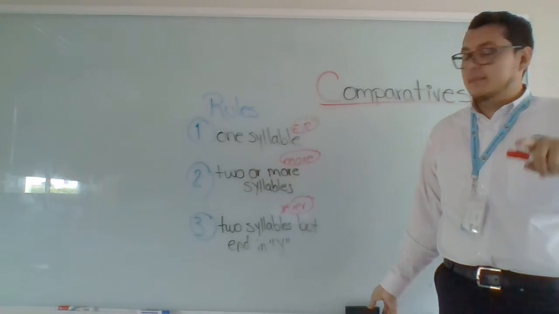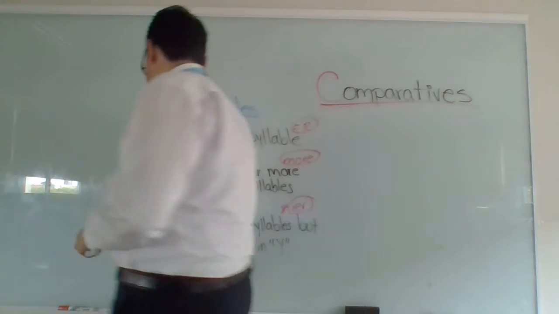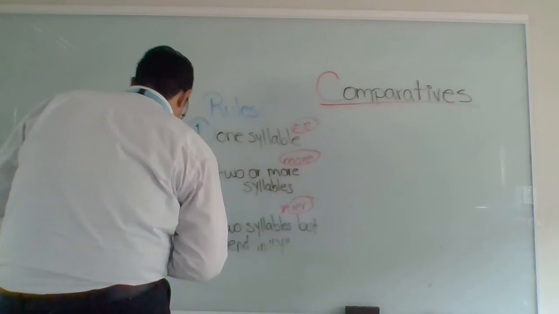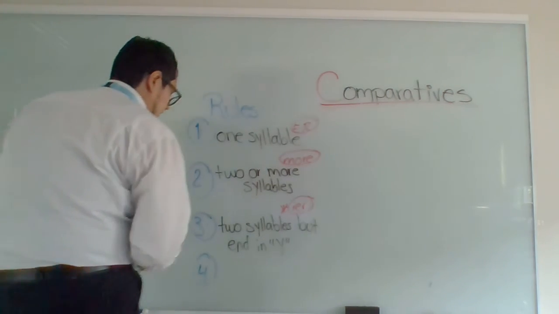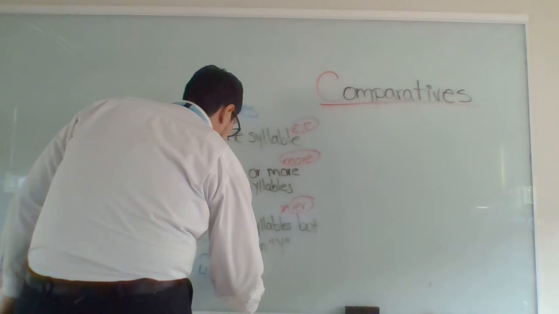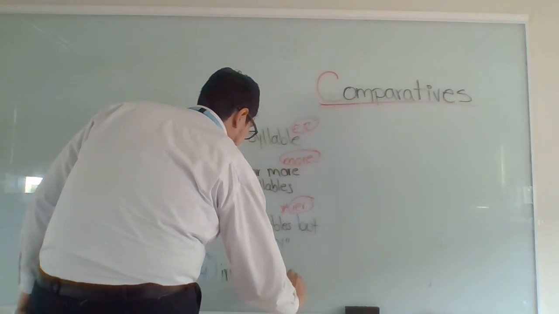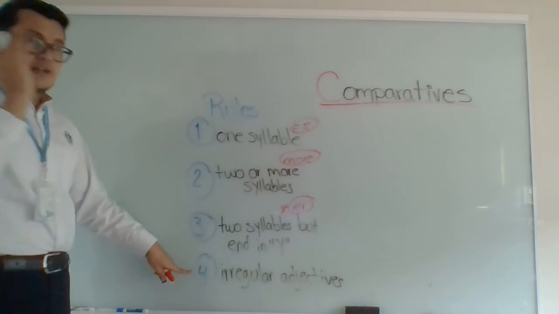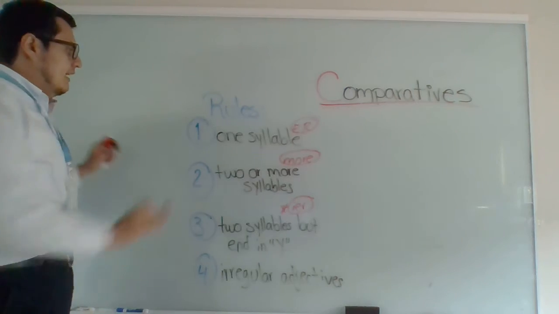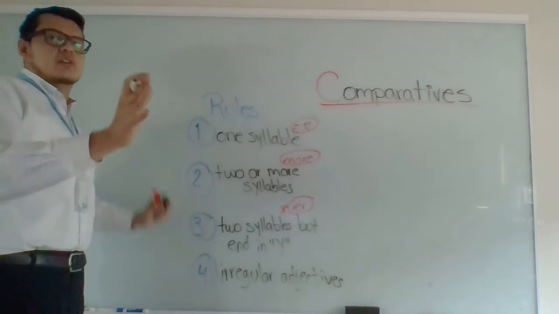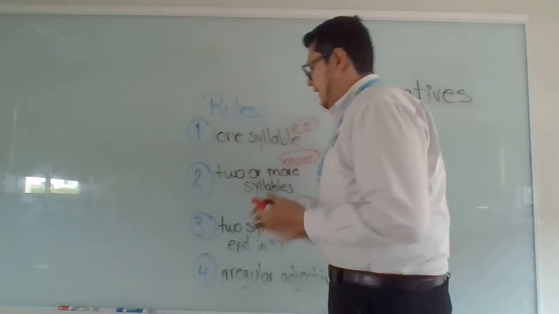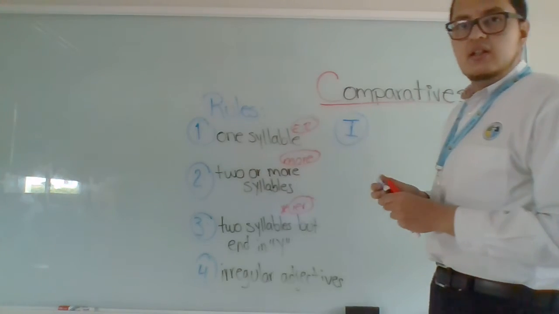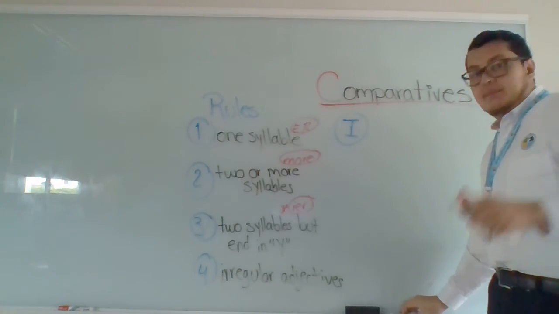unfortunately that's not all, because we also have exceptions. It's not a rule, but I'm gonna take in consideration the irregular. What are those? Irregular adjectives, okay? Irregular adjectives are the ones that don't follow the rules. I'm gonna write an I for irregular. I hope you can see the blue. Irregular. For example, good.